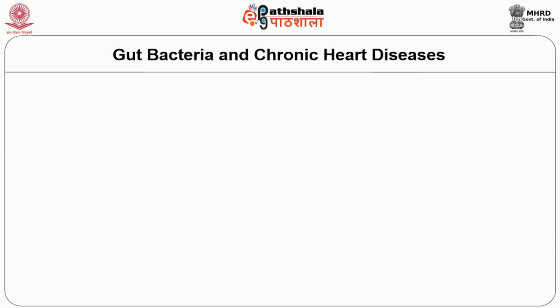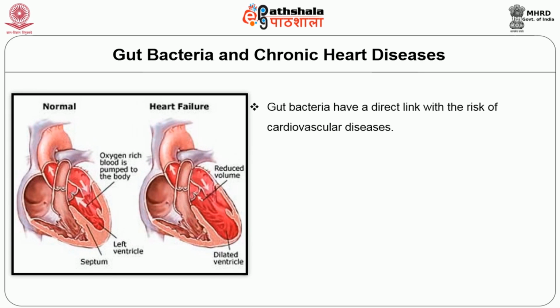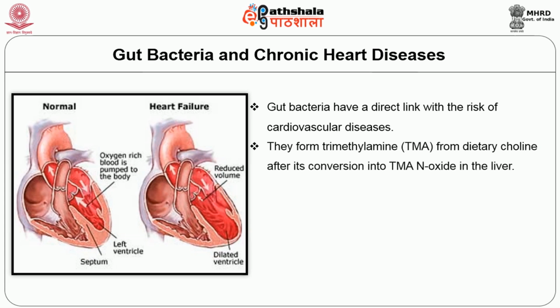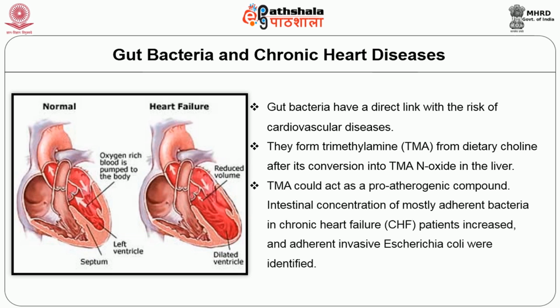Gut bacteria and chronic heart diseases. Gut bacteria have a direct link with the risk of cardiovascular diseases. They form trimethylamine, TMA, from dietary choline, after its conversion to TMA N-oxide in the liver. TMA could act as a pro-atherogenic compound.